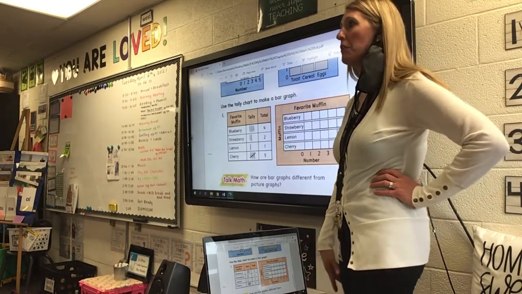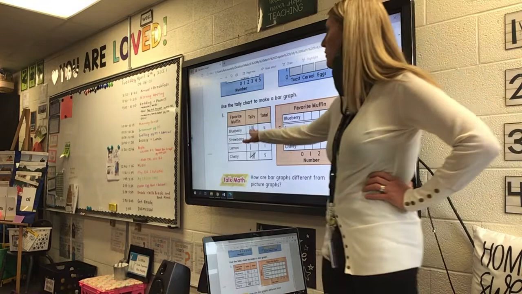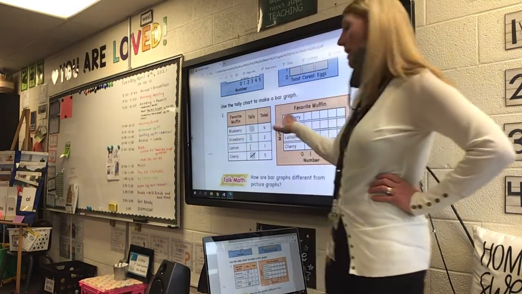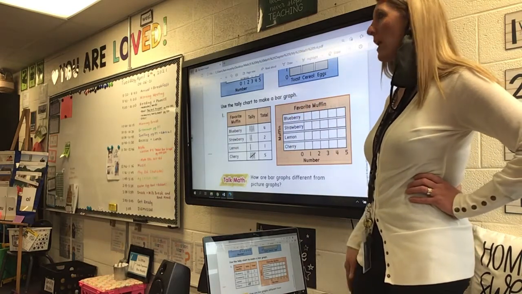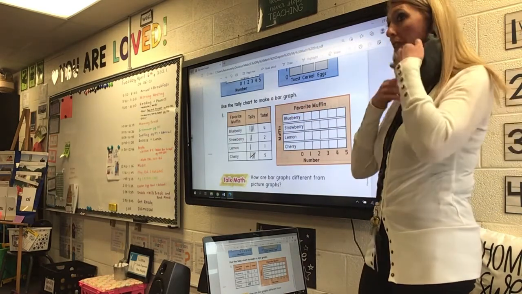Now, what we are going to have to do is use the tally chart to make a bar graph. So, look at the title. Arya, what's the title of our graph?